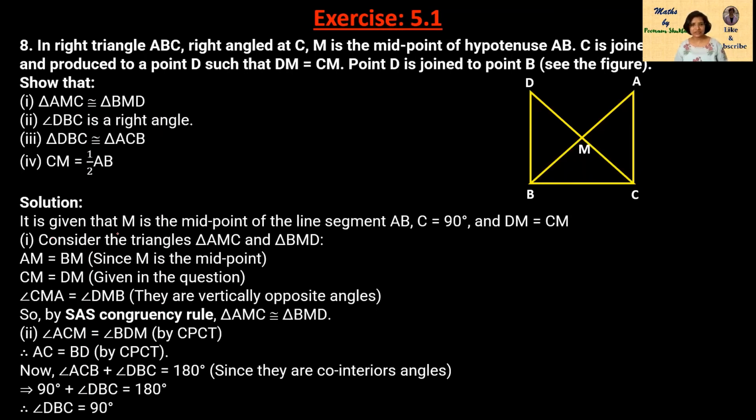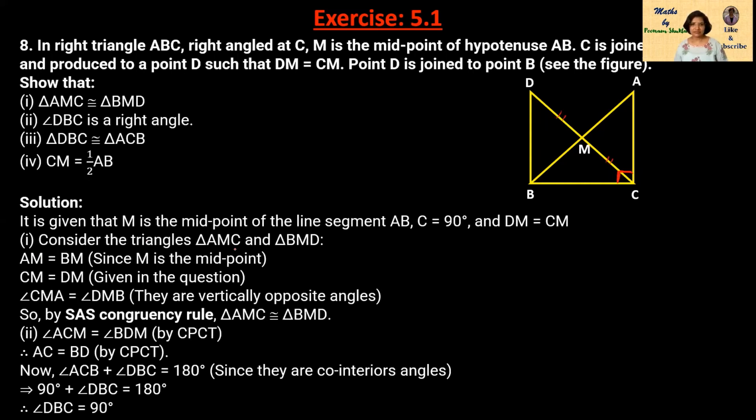First, we will see what is given in the question. It is given that M is the midpoint of the line segment AB, angle C equals 90 degrees, and DM equals CM. So M is the midpoint of line segment AB, and angle C is 90 degrees because it is a right angle, right? And DM equals CM. This is equal to this.